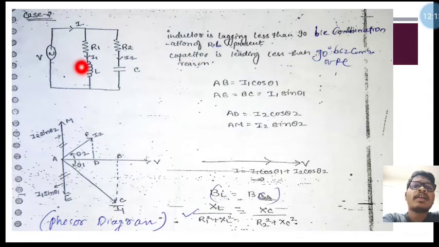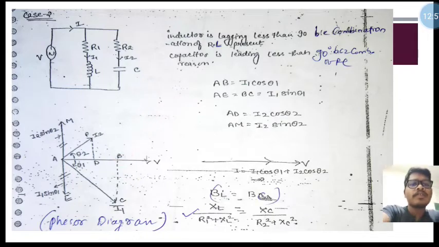So here resistance-inductance and resistance-capacitance branches are in parallel to each other, and we supply the voltage V. Here the inductor current is lagging by less than 90 degrees, because both resistance and inductance are present. The capacitor current is leading by less than 90 degrees, not exactly 90 degrees, because both resistance and capacitance are present. That is why the leading and lagging of the current will be less than 90 degrees, not exactly 90 degrees.